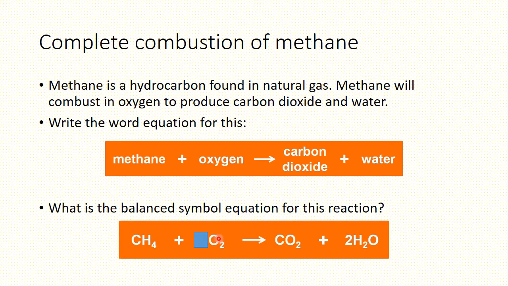So over here we've got 2 at the moment. So how many O2s do we need in order to give us 4 oxygens? We of course need 2. So that balances out our methane equation.